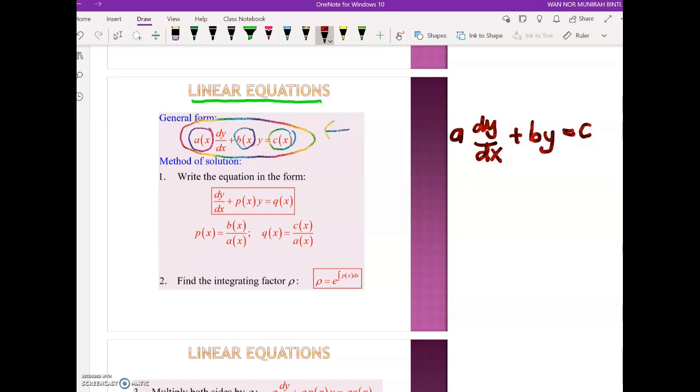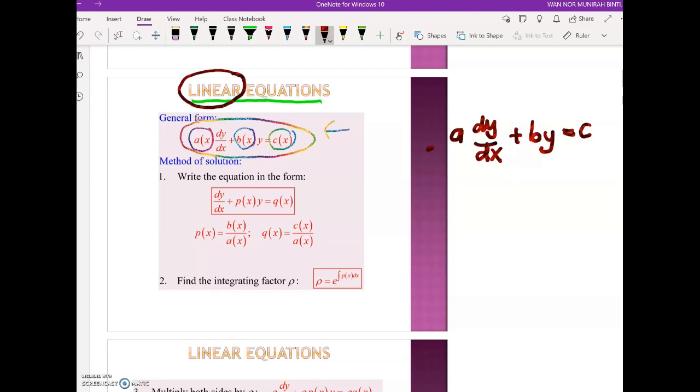again I remind you that A, B, and C can be constant, or they can be a function of x, only a function of x. If A, B, or C is a function of y or other than x, then you have a non-linear equation. So now we focus on linear equation only.